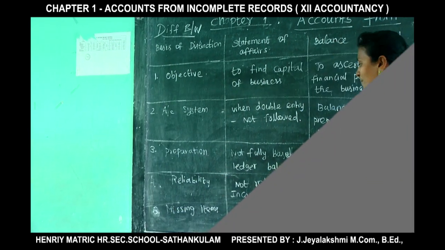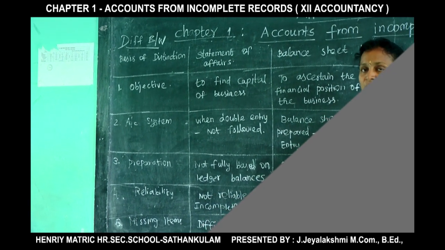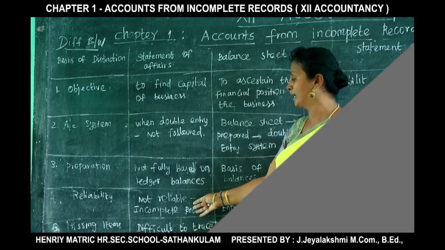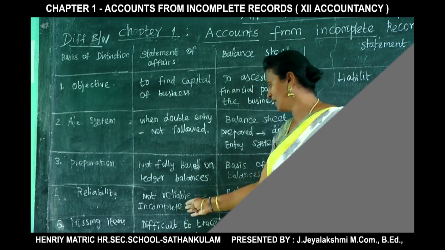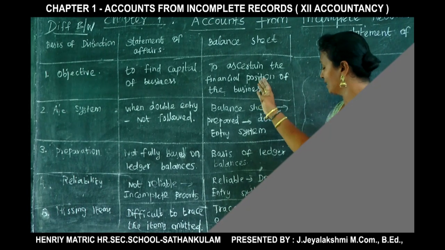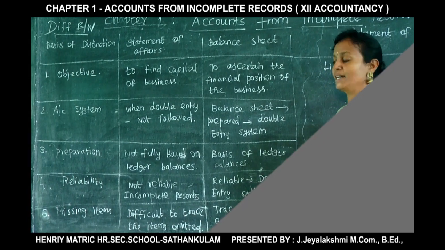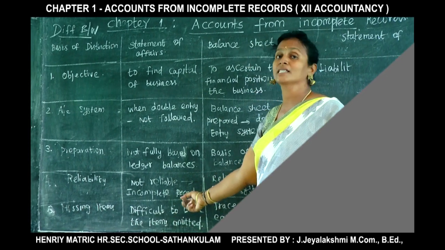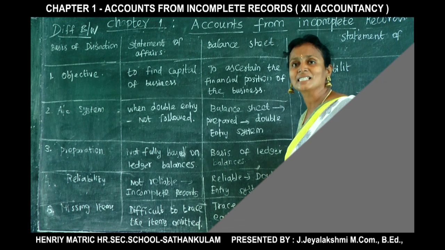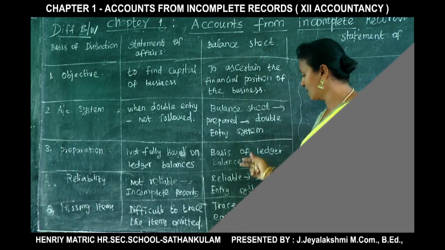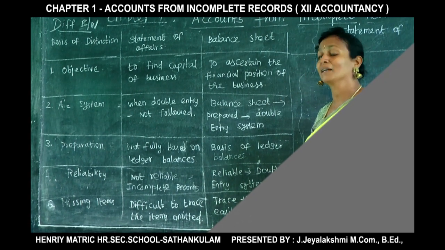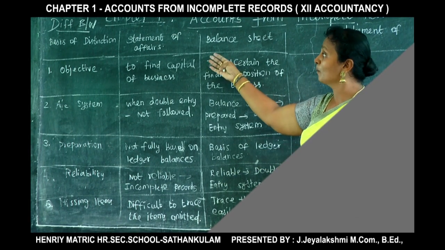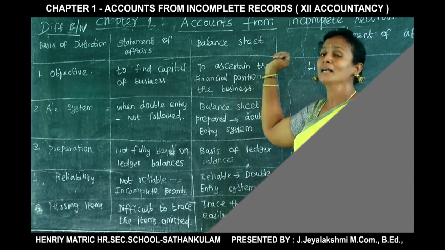Fourth one, reliability. Here we cannot assume it is reliable, because it is not full and correct; items may be partially or fully omitted, so the records are not reliable. In the balance sheet it is reliable because they are using the double entry system. Fifth one, missing items. In the statement of affairs we cannot trace out missing items, but in the balance sheet an omitted item can easily be traced out. So it is very helpful. Now you understand the difference between statement of affairs and the balance sheet.